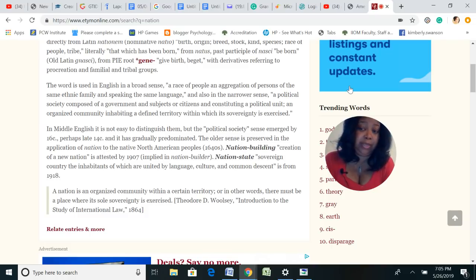And it says here, the Middle English is not easy to distinguish them, but the political society since emerged by 16th century, perhaps late 14th century, and it has gradually predominated. The oldest sense is preserved, and the application of nation to the native North American people. Nation building. And it says the oldest sense is preserved in the application of nation to the Native American people. Nation building created a new nation, attested by 1907 and by the nation builder.